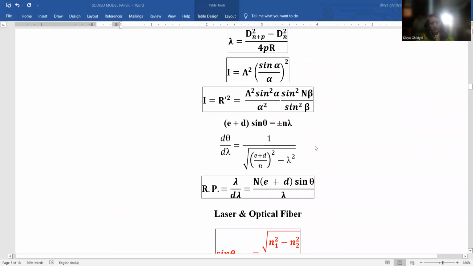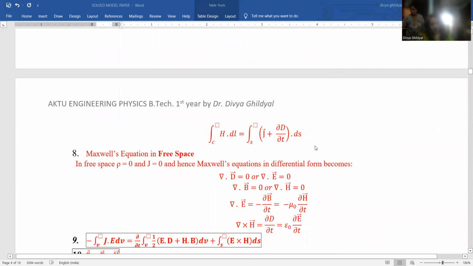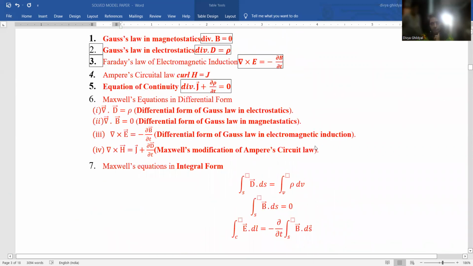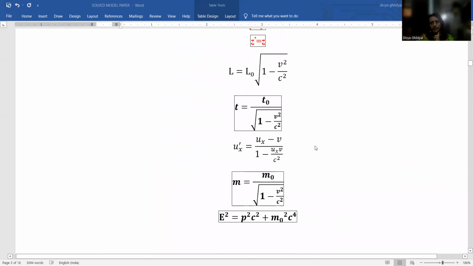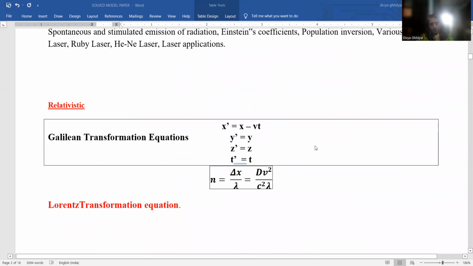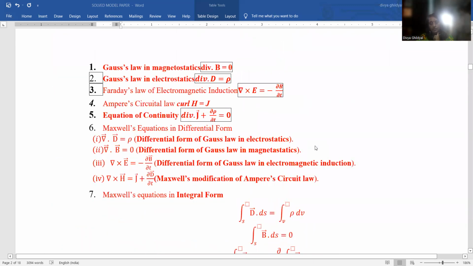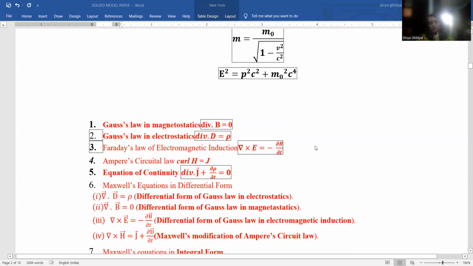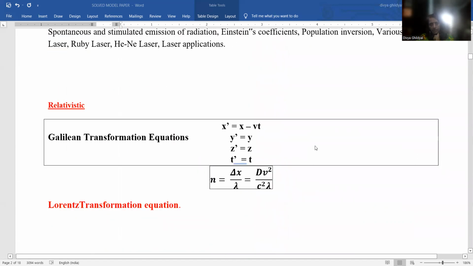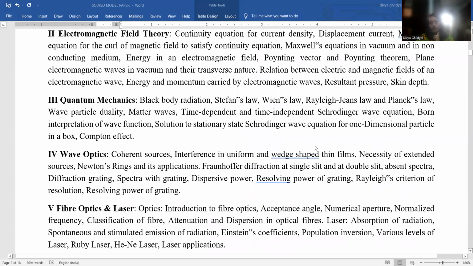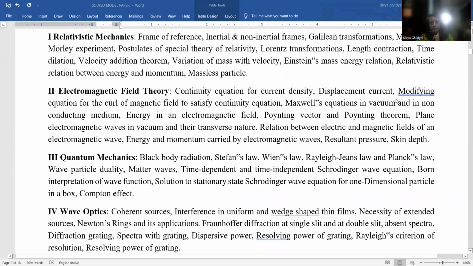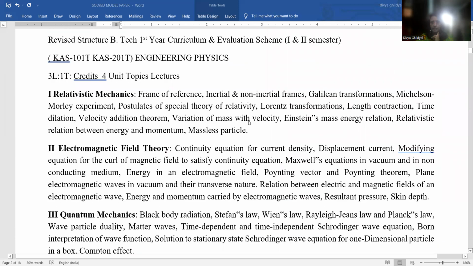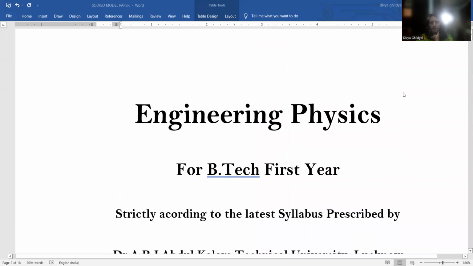So before going for the exam, from unit 5, I will revise either ruby laser or helium neon laser, from optical fiber, the types of fibers, from wave optics, thin films, from diffraction, intensity due to single slit, from quantum, de Broglie and Compton, from EMT, Maxwell's equations and Poynting theorem, and from relativistic mechanics, length contraction and Einstein's mass energy equivalence.